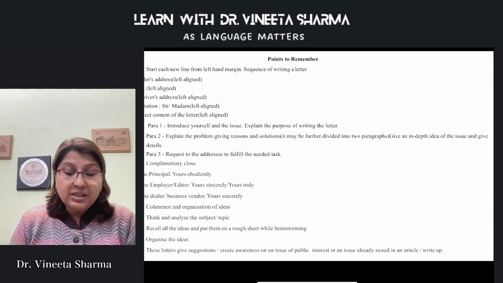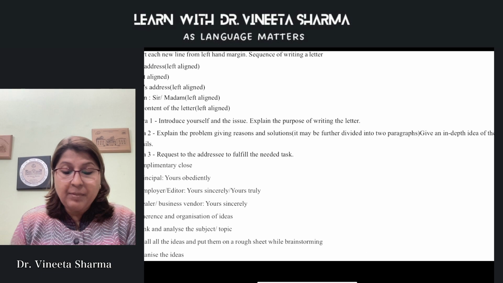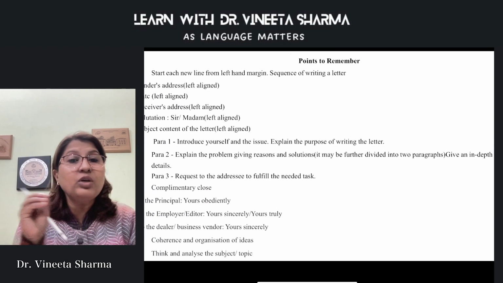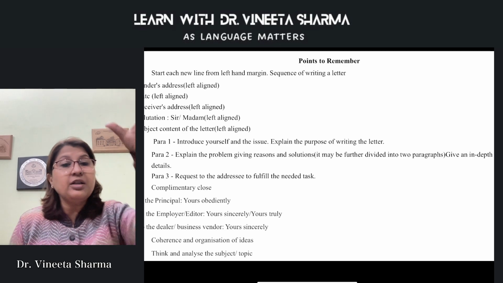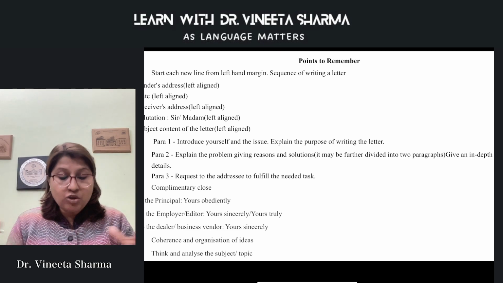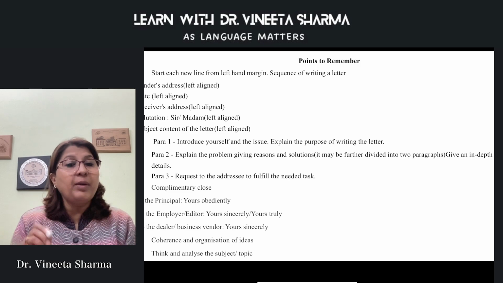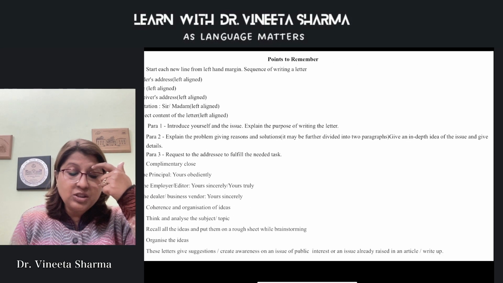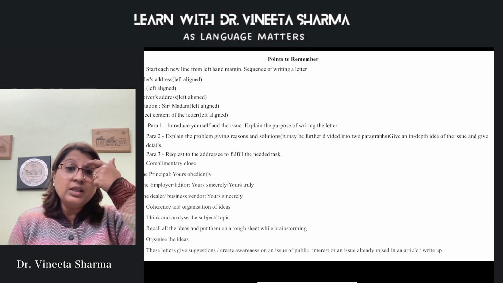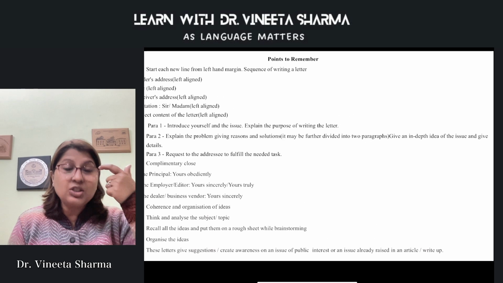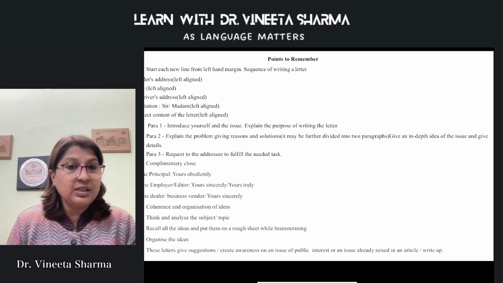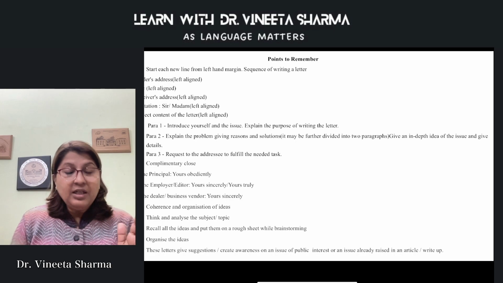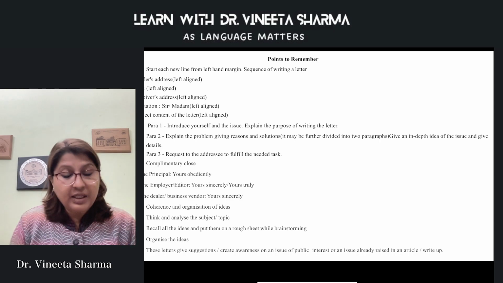Okay, now please understand the points that you need to remember when you write a letter. Of course, you have to start each new line from the left hand margin. So your letter should look like the format. I'll show you a picture also where the format has been written. So it has to be on the left hand margin. Then what is supposed to be written in that left hand margin? First, of course, you have to write the sender's address. Then you have to write the date, left aligned, then the receiver's address, that will also be left aligned.